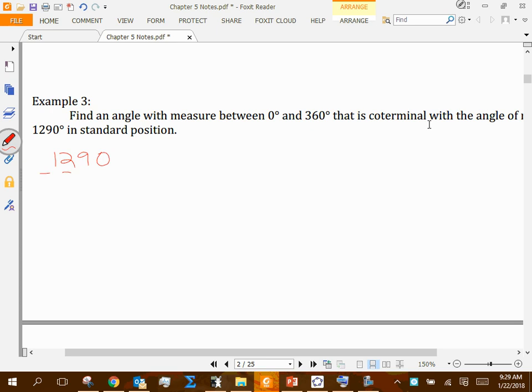So if I subtract 360, obviously that one's not going to be in there. Subtract 360 again. So 1290 minus 720 is still bigger than 360. So then I subtract 360 one more time. And I believe if I do that, I should get 210 degrees, right? 210 degrees is the only coterminal angle of 1290 that is between 0 and 360.